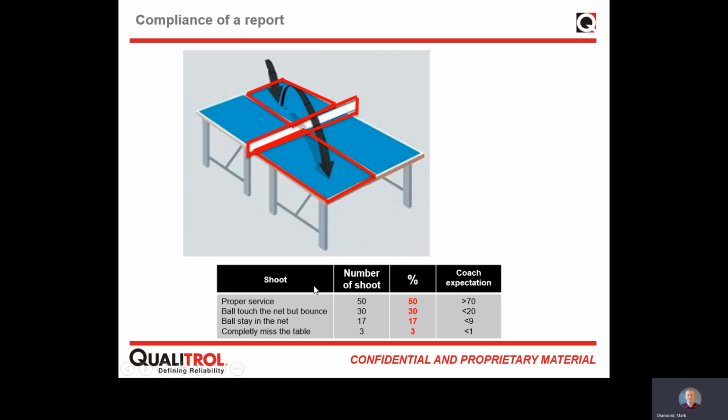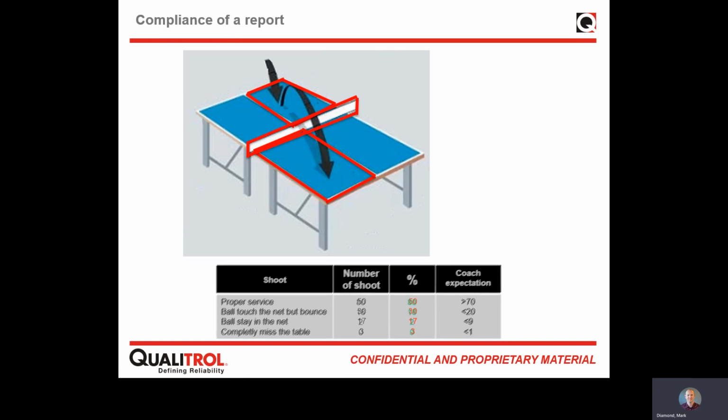If we expanded this out to 100 shots, and we decided these are the things that we're going to look at: a proper service, the ball touching the net but not bouncing, the ball staying in the net, or completely missing the table. And if we decided these were the numbers that we found happened after 100 shots, this is what the coach was expecting. So expecting greater than 70% proper service, less than 20% touching the net, etc. In this particular case, all of these shots are non-compliant. So in 100 shots, only 50 have met that coach's expectation.